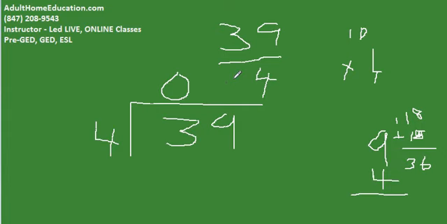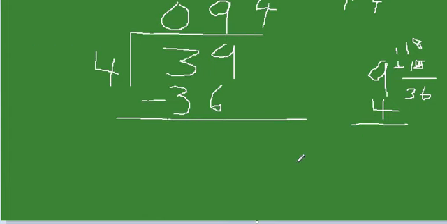So we've got a 9 here, right? 9 times 4 is 36. We put the 36 down here. We subtract it. And we have how many left over? 3. So the answer is 9 with the remainder of 3.